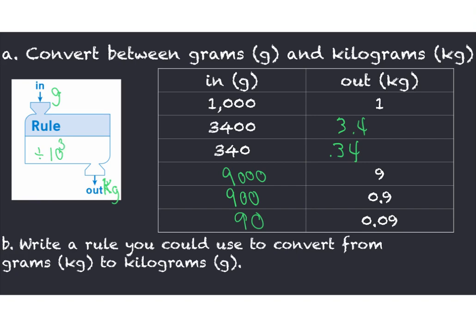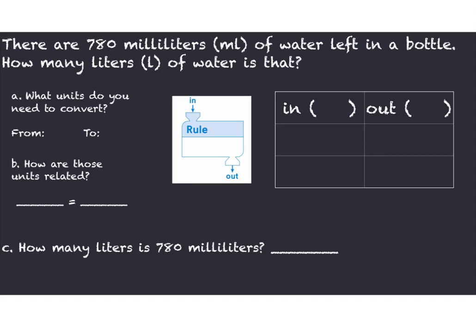All right, guys, I have one last question for you. There are 780 milliliters of water left in a bottle. How many liters of water is that? All right, so what do we need to convert? We need to go from milliliters to liters. And how are those units related? I know that 1,000 milliliters is equal to 1 liter.